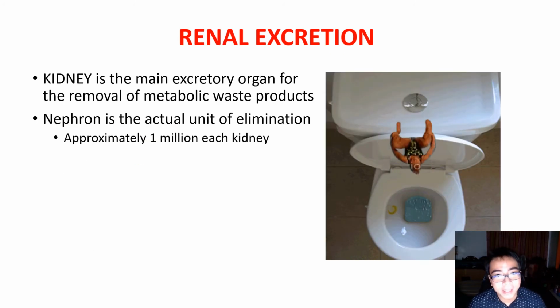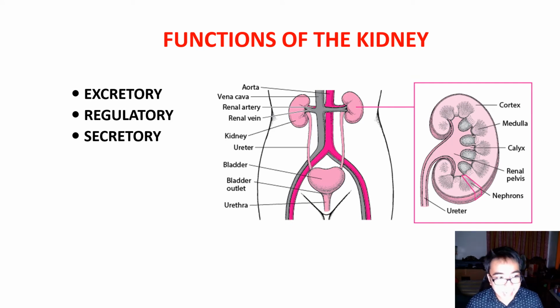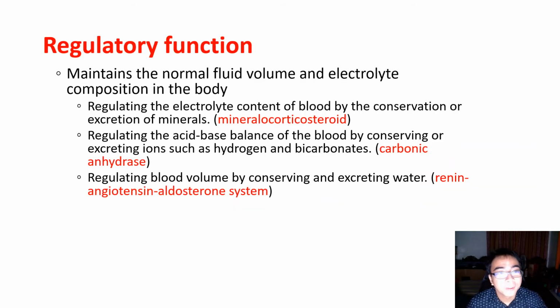So, the kidney, class, is the main excretory organ for the removal of metabolic waste products. And the functional unit of our kidney is the nephron. Approximately 1 million nephrons are in each kidney. So, the nephron, class, serves as the filter. Okay, para siyang mesh wire that filters out toxins from the body. So, the kidney, class, mainly has three functions. Excretory, which is what we discuss in pharmacokinetics, regulatory, and then secretory. In terms of its regulatory function, class, it maintains the normal body fluid volume and electrolyte composition of the body.